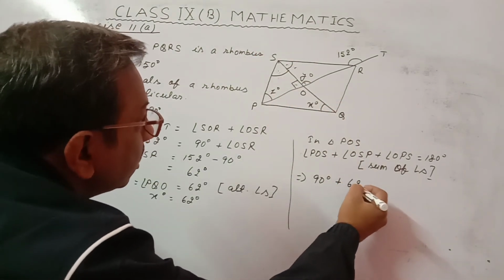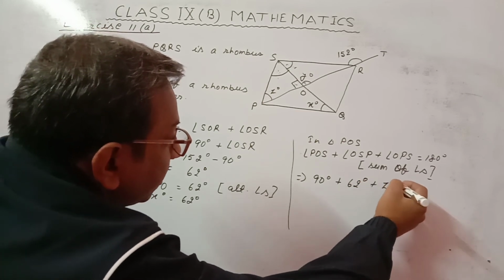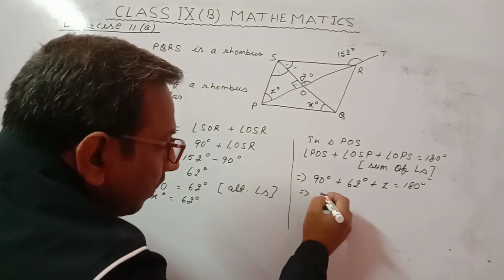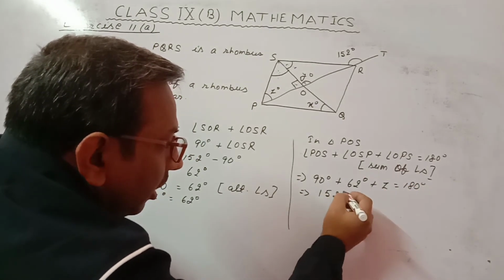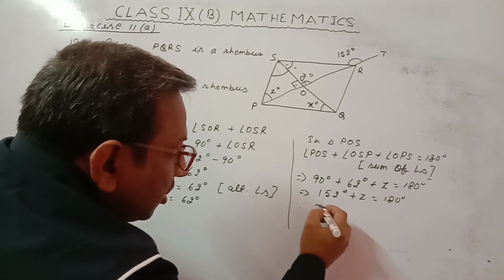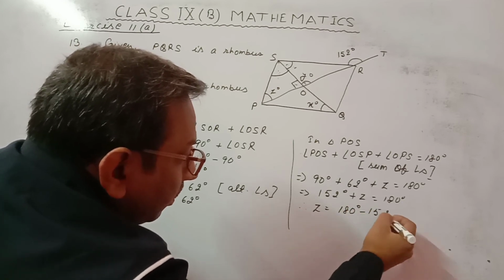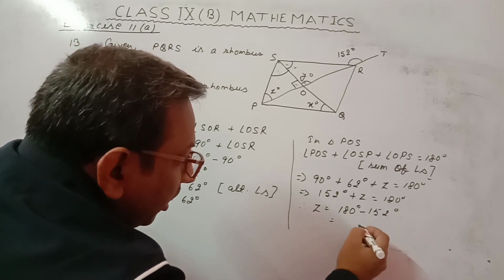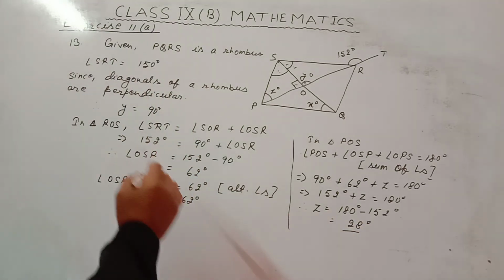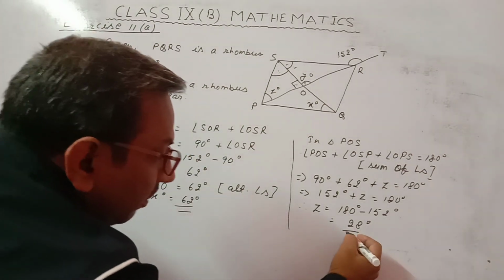OSP equal to 62 degree, and OPS we don't have, that is Z, equal to 180 degree. So we can write 152 degree plus Z equal to 180 degree. Therefore Z equal to 180 degree minus 152 degree equal to 28 degree. So X equal to 62 degree, Y is 90 degree, and Z became 28 degree.